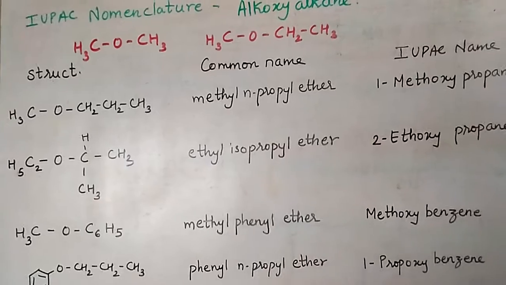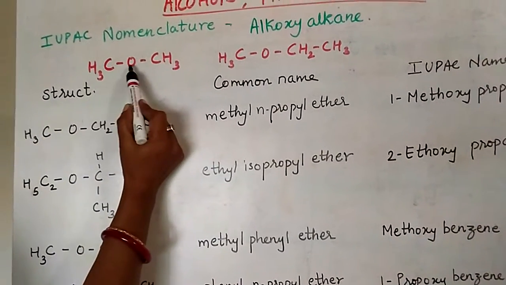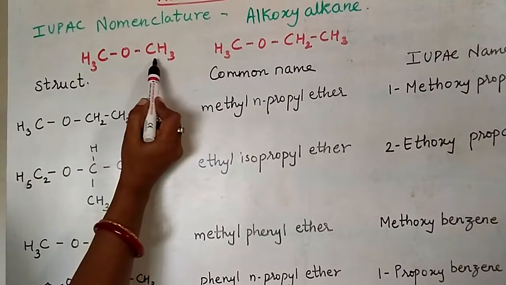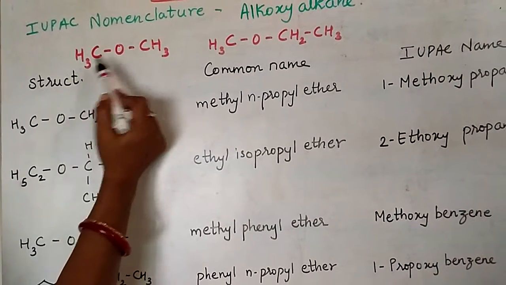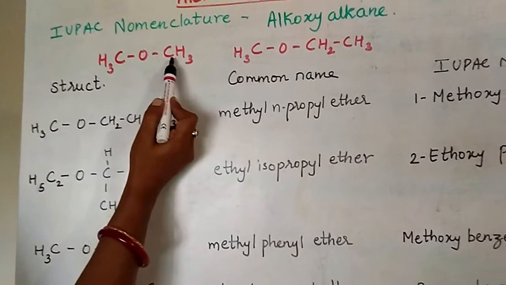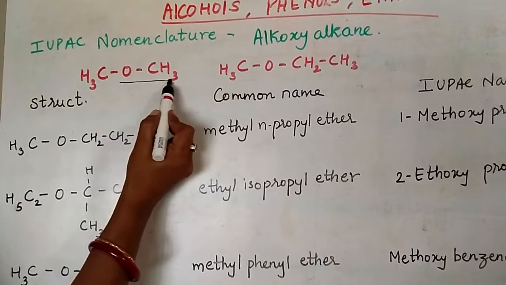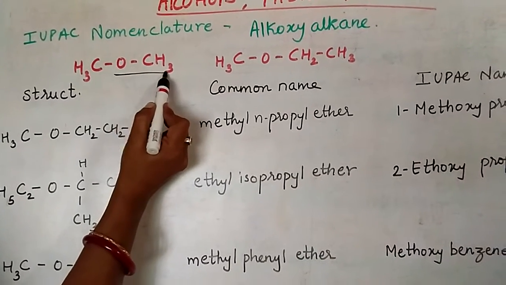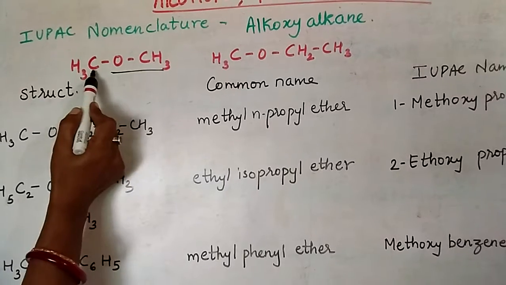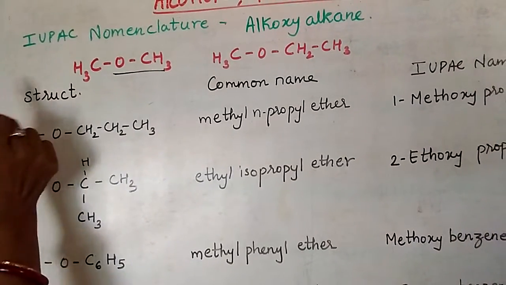Now first, when you have the structure like this, you will notice that on one side of oxygen you have an alkyl group, and on the other side also you have another alkyl group. In my first case, you will find that the two alkyl groups are the same. So you will combine oxygen with one alkyl group. So this is alkoxy. Alkyl group with oxygen becomes alkoxy group, and the other carbon and the chain becomes alkane.